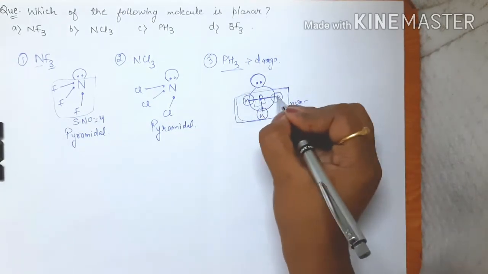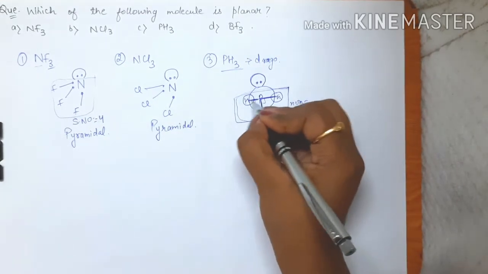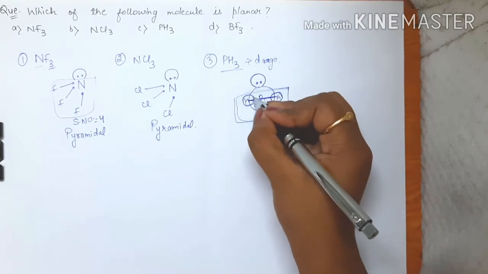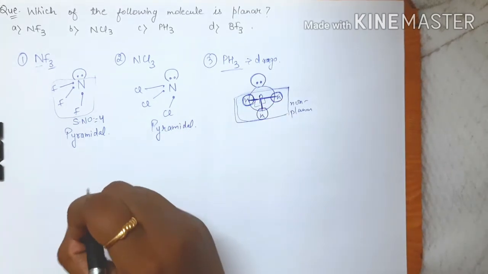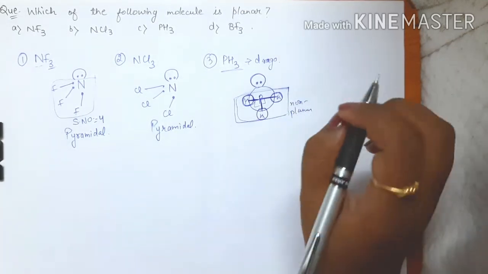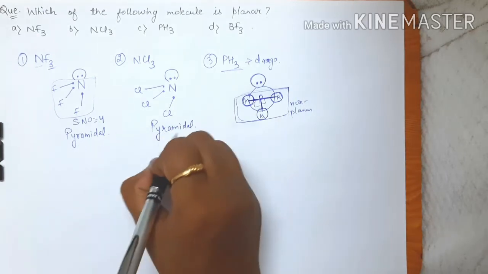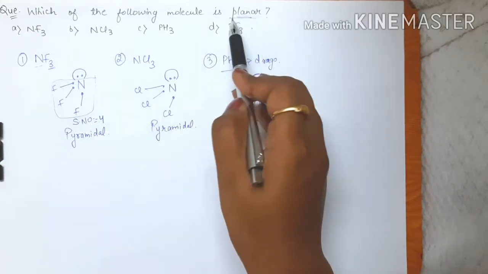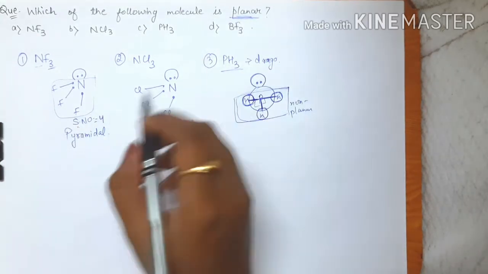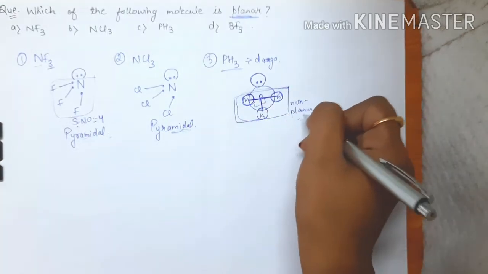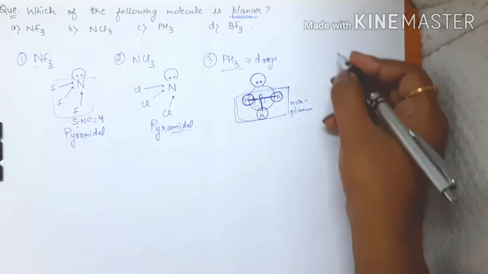Suppose this is the x-axis, this is the y, and this is the z-axis, then on each axis one hydrogen is present. So this is definitely not a planar structure. So this is not a planar compound. These two are also not planar. So we have to find out the planar molecules. These two are also not planar. These are having pyramidal shapes. This is also non-planar. It is a Drago compound.